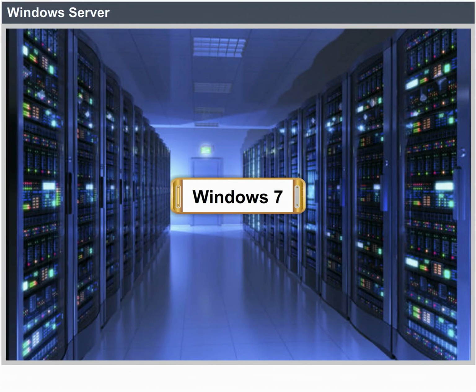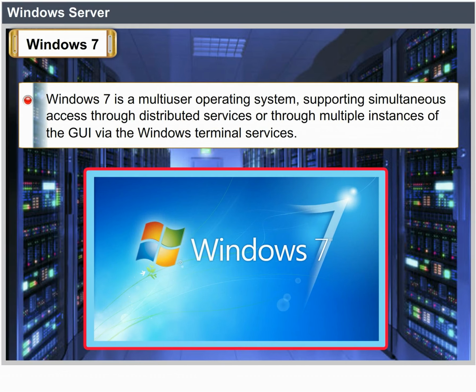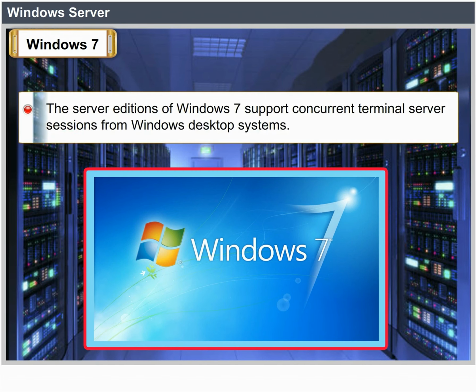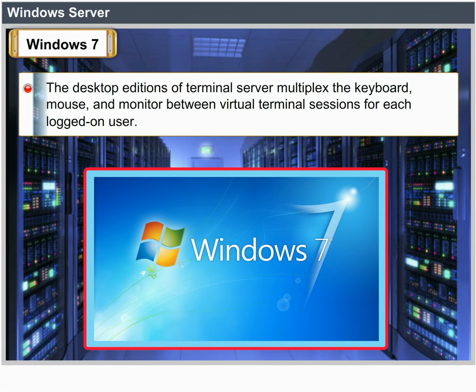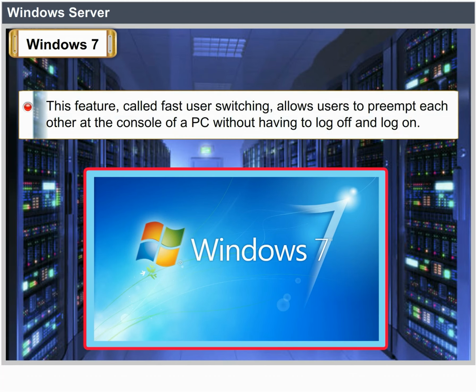Windows 7 is a multi-user operating system supporting simultaneous access through distributed services or through multiple instances of the GUI via the Windows Terminal Services. The server editions of Windows 7 support simultaneous terminal server sessions from Windows desktop systems. The desktop editions of Terminal Server multiplex the keyboard, mouse, and monitor between virtual terminal sessions for each logged-on user. This feature, called fast user switching, allows users to preempt each other at the console of a PC without having to log off and log on.